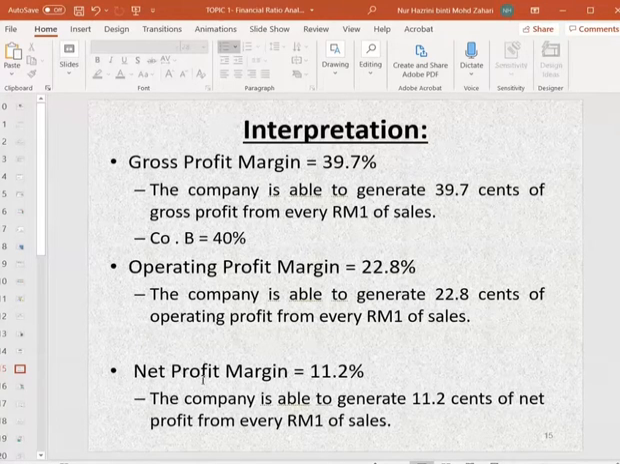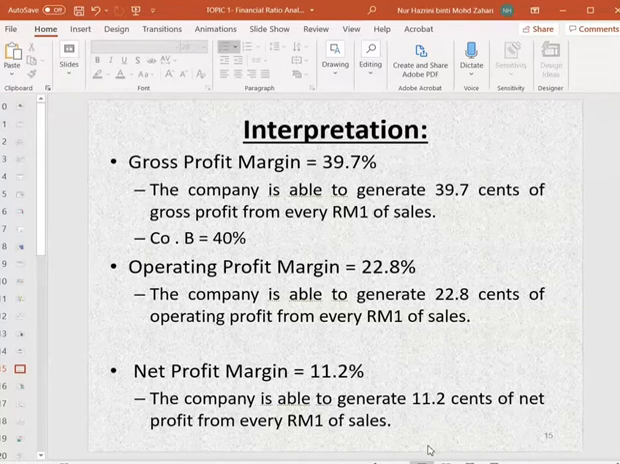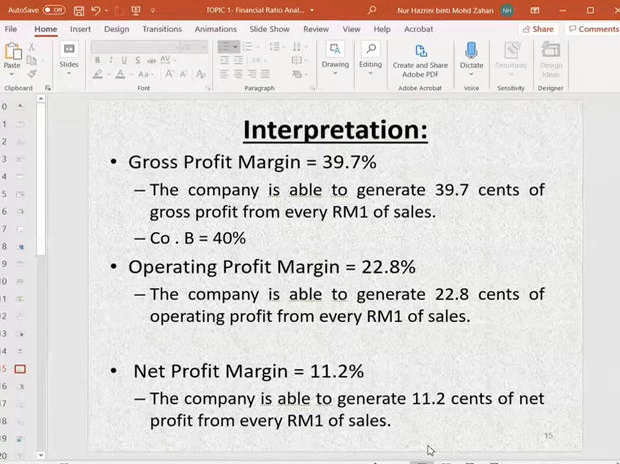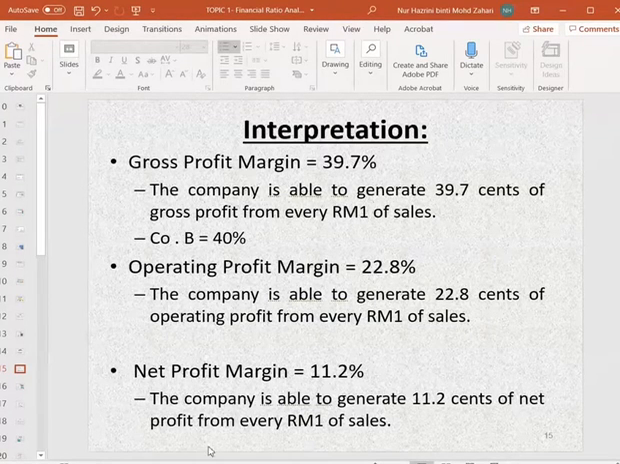Net profit margin of 11.2% indicates that the company is able to generate 11.2 cents of net profit from every 1 ringgit of sales. If you have another company that has a higher net profit margin, it means that company is doing better than you. So for these 3 ratios, the higher the better.